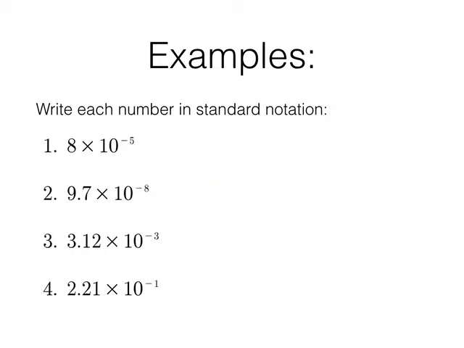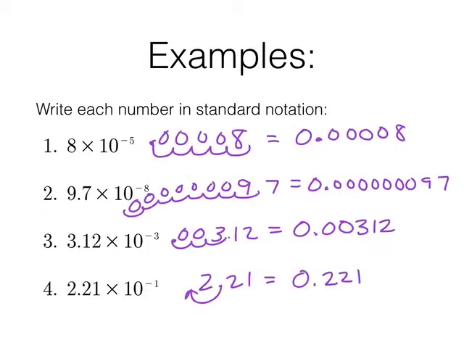Okay, here's the last set of these. Go ahead and put these into standard form. These numbers are all, if you notice, negative exponents. These are all smaller than 1. Go ahead and pause it because here come your answers.